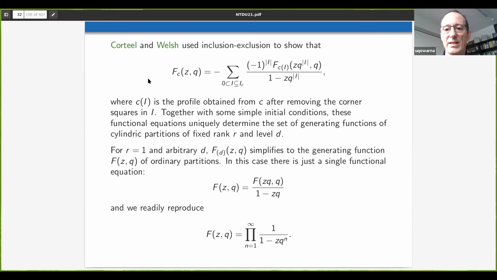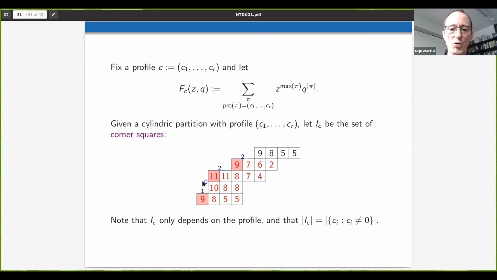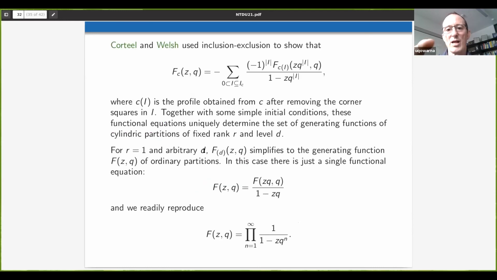Now it looks a little bit complicated, so let's not worry about the details. But the point is that you have the generating function for the cylindric partition with a given profile, and you can express this as a sum over other generating functions with a profile that is obtained from your initial profile simply by removing a subset of the corner boxes. So you could remove nothing, you could remove this one, or that, or 2 of them, and so on, these 2, or all 3. And you're summing over all these possibilities, and that's what you get.